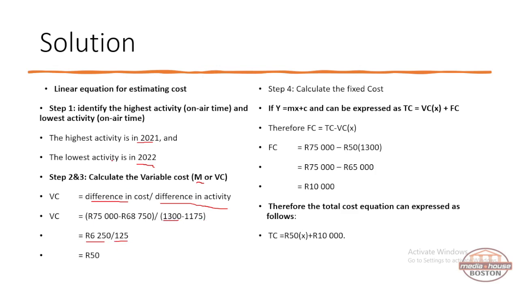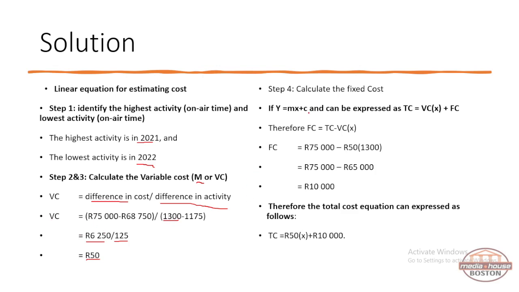So from the lowest activity to the highest activity, the difference is 125 airing times, which caused a difference of 6,250. So per airing time we pay 50 rand, meaning that each and every time our show gets to play on the TV, we pay 50 rand. So if they play it 1,300 times, we're going to say 50 rand multiplied by 1,300 times. This will give us the total variable cost.